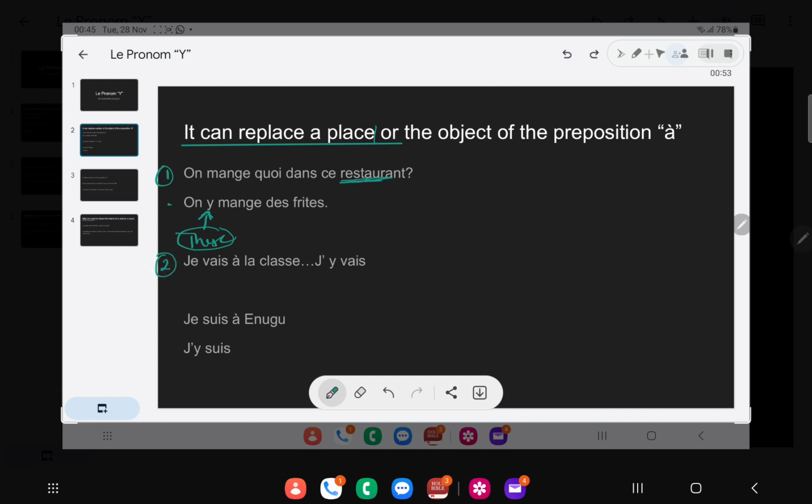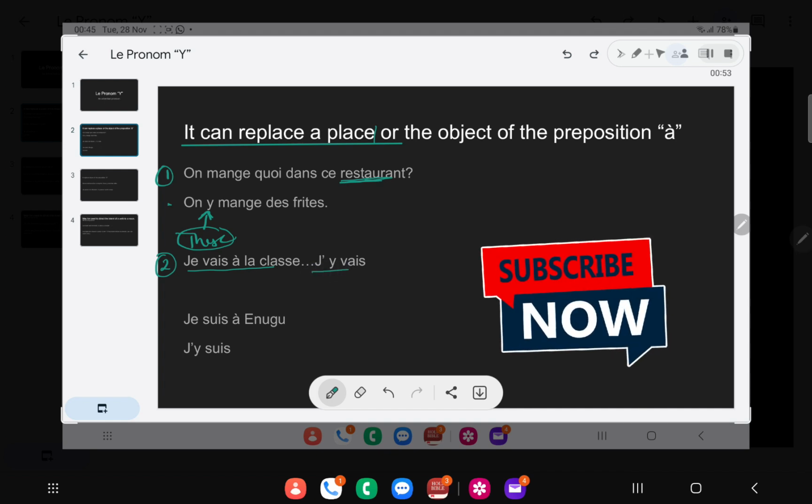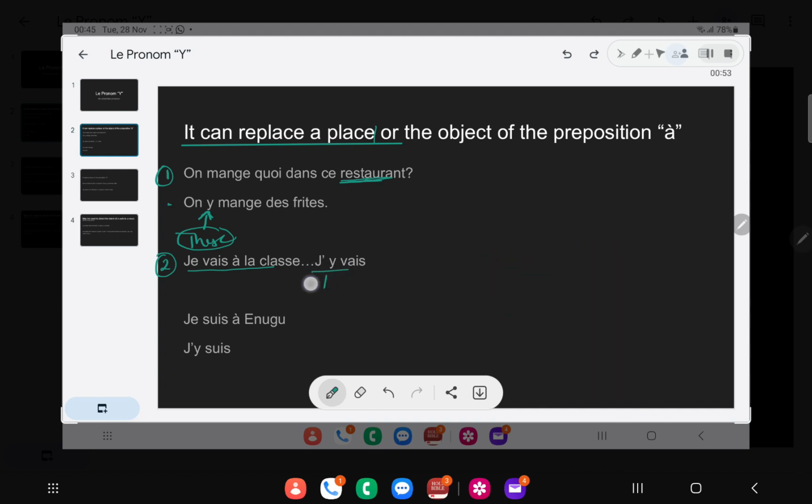Second sentence: Je vais à la classe. That is, I go to class. Second statement: J'y vais. This means I am going there. So y is this there. No need to repeat class again. I'm going there. So this is pronounced as y, j'y vais.